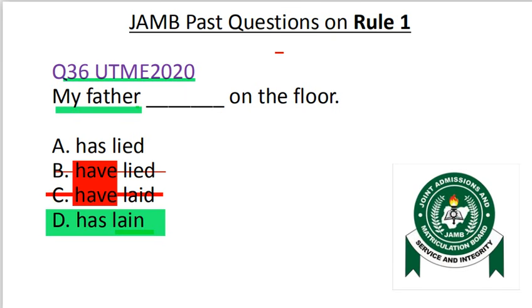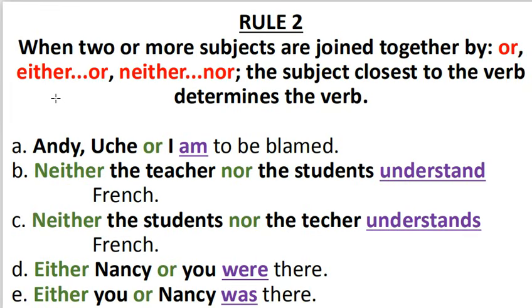Quickly, let's move to rule 2. Rule 2: when two or more subjects are joined together by or, either or, neither nor, the subject closest to the verb determines the verb. This rule is called the rule of proximity. The subject that is closest to the verb determines the verb.